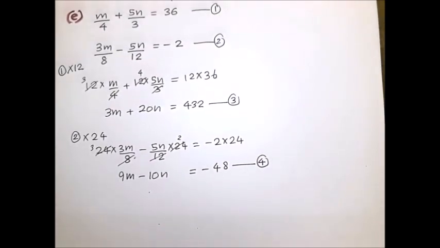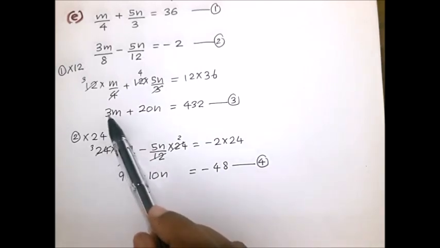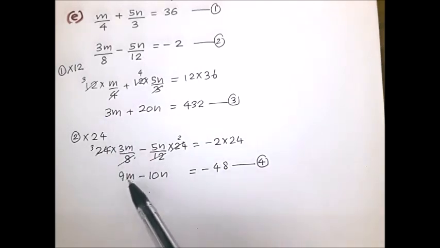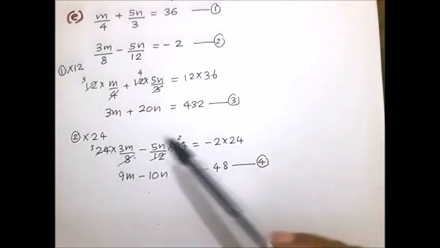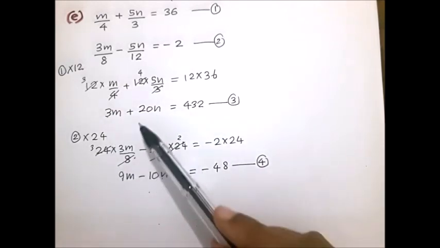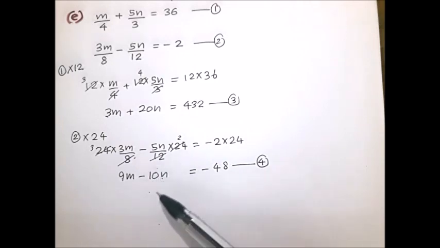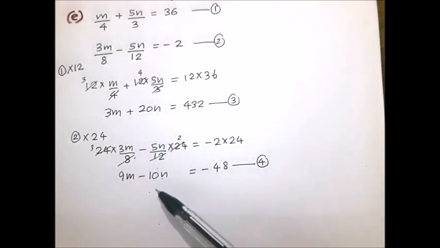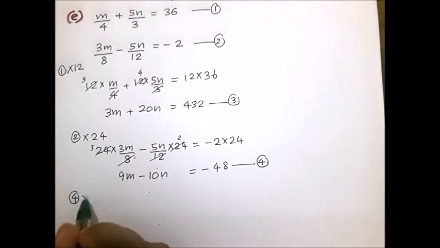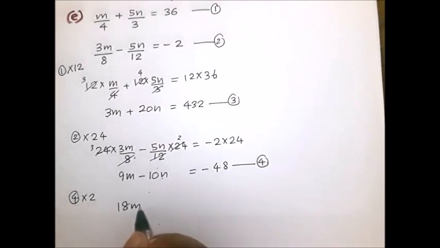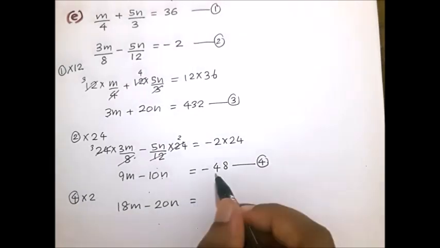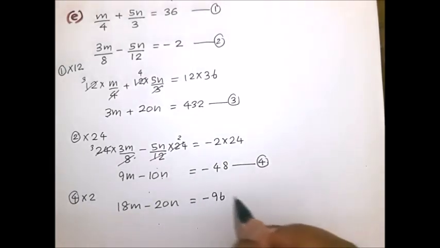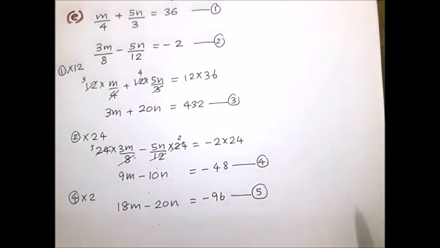Now look at the coefficients of m and n. You can equal coefficient of m as 9 by multiplying this one by 3. You can equal coefficient of n as 20 by multiplying this one by 2, plus 20 and minus 20. I am going to convert coefficient of these two terms into an equal one. It is 20. So multiply fourth equation by 2. 18m, 20n, multiply this one by 2, it is 96, minus 96. Take this one as fifth one.